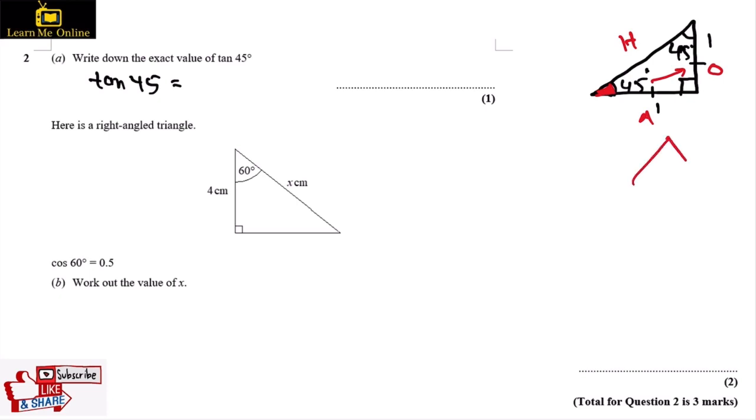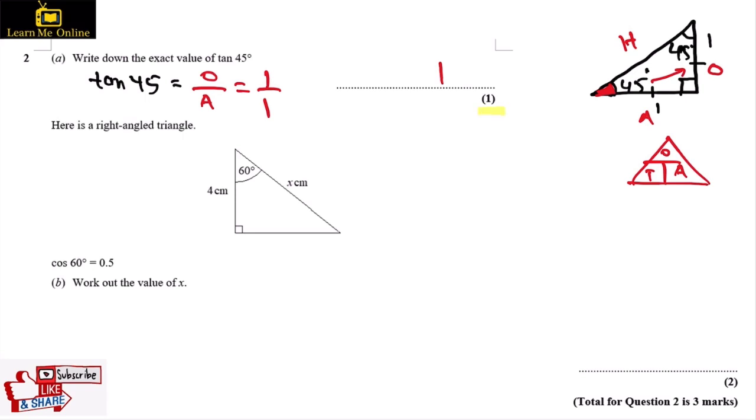Remember that the triangle for tan is TOA. It means you remember the word TOA, which is the tan function: opposite and adjacent. Because we are finding the value of tan 45, we're going to do opposite over adjacent. We know that opposite and adjacent are both 1, so the simplification of that would be 1. And that was for a 1 mark question.